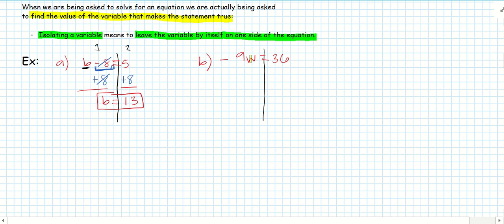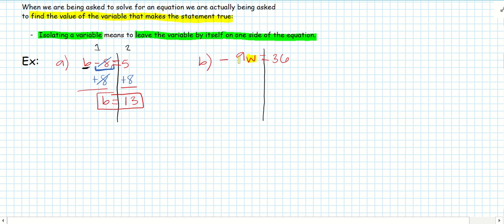So here we have negative 9W equals 36. Now here I have W, which is the variable that I want to isolate. So W is not happy right now. It wants to be left alone, but we have that negative 9 multiplying it. How do I know that negative 9 is multiplying it? There's no operational sign between 9 and W. So there's no plus, there's no minus in between. Remember that when we have a number and a variable together with no symbol in between, that means they're multiplying. And this negative belongs to the 9. So it's a negative 9.